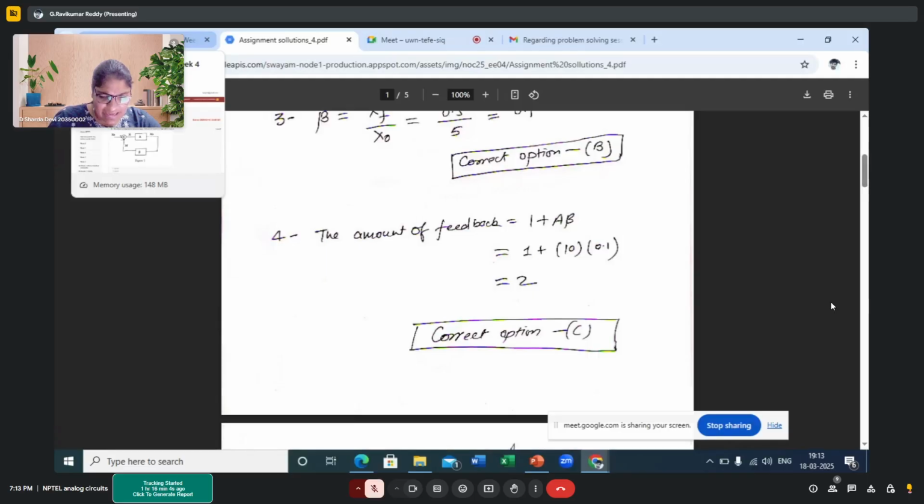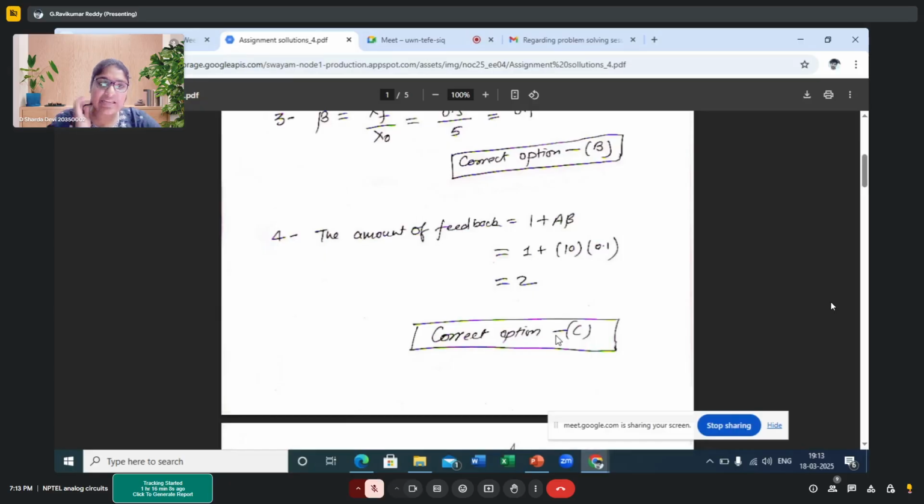I was not following this word, amount of feedback. Was this nomenclature used in the lecture anywhere, while discussing the 1 plus A beta factor? No, madam. They have not used that nomenclature. I never came across the amount of feedback either.